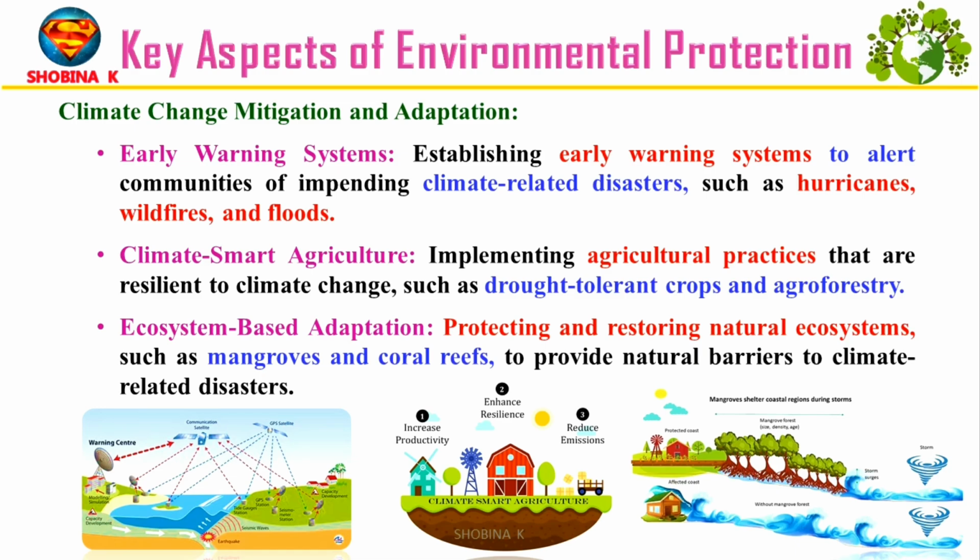By providing timely and accurate warnings, these systems can help save lives, reduce damage to infrastructure, and minimize economic losses. Climate smart agriculture aims to make agricultural systems more resistant to the effects of global warming. So, climate smart agriculture is implementing agricultural methods that can withstand climate change, such as growing crops that can survive droughts and practicing agroforestry. Ecosystem-based adaptation is an approach that utilizes natural ecosystems to provide natural barriers to climate-related disasters, such as storms, sea level rise, and droughts.